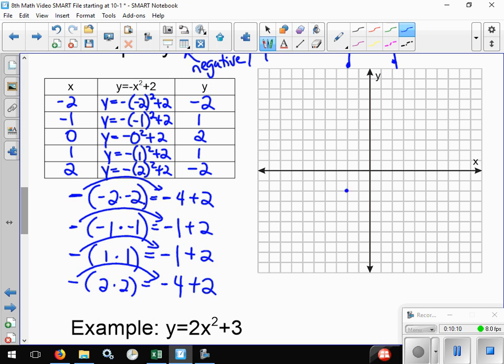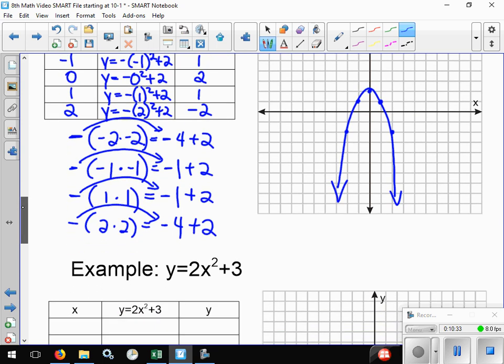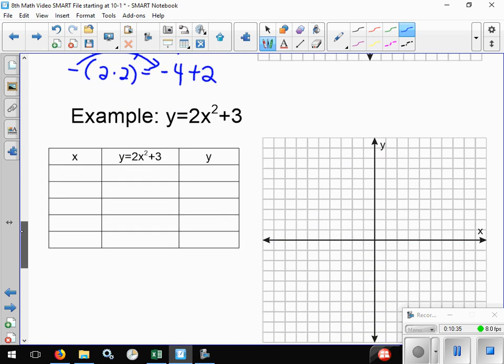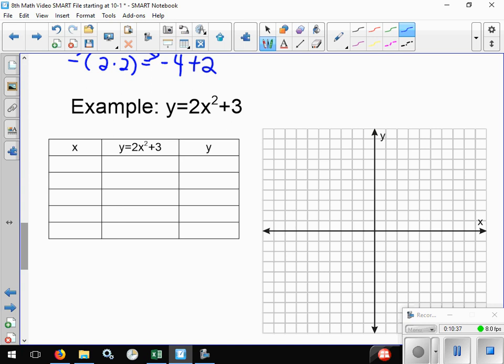And then we go over 1, left 1, and up 1. Then we're at 0 and 2. We're right 1, up 1, and right 2, and down 2. So there is our N, or upside down U, however you want to look at it. Doesn't bother me. As long as you know it's obviously facing down. Okay, and you kind of get the rhythm of it.